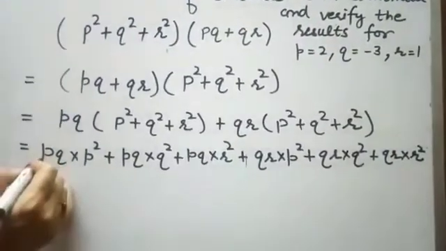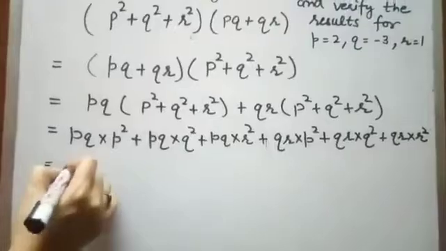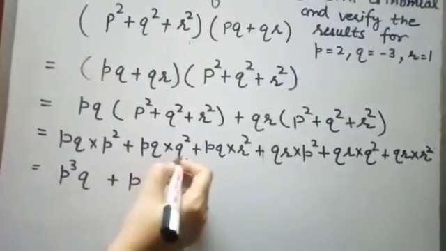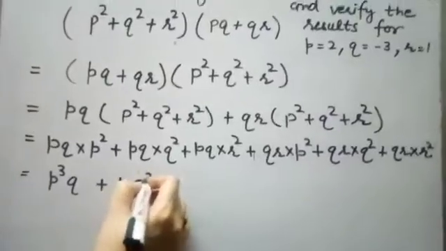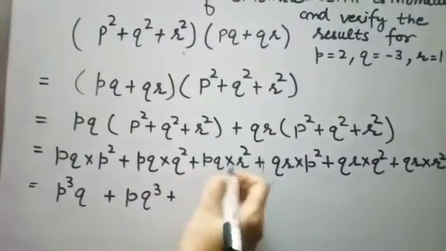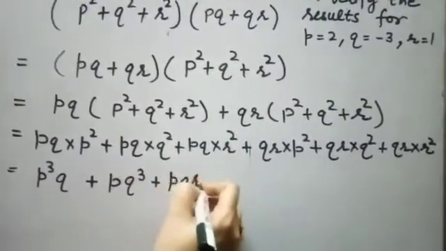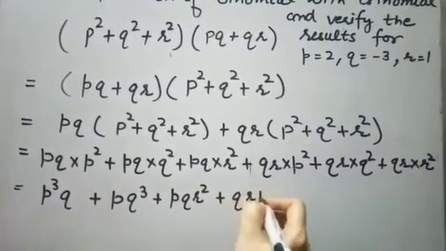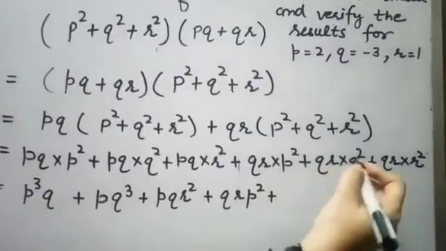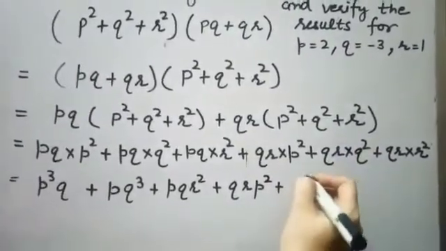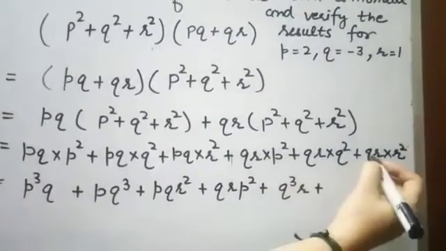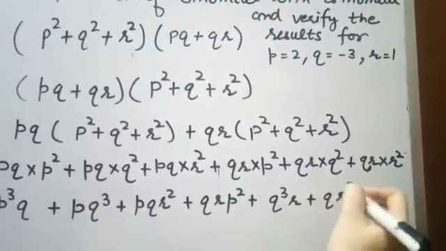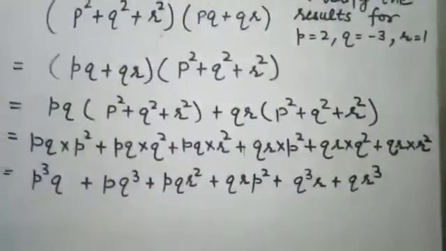Now P raised to power 1 into P raised to power 2 is P raised to power 3, Q. P, Q raised to power 1 into Q raised to power 2, Q raised to power 3, P, Q, R square, all are different. Q, R, P square, Q into Q square, Q raised to power 3, R, Q into R square, that is Q, R raised to power 3. Now we have to look out for the like terms.